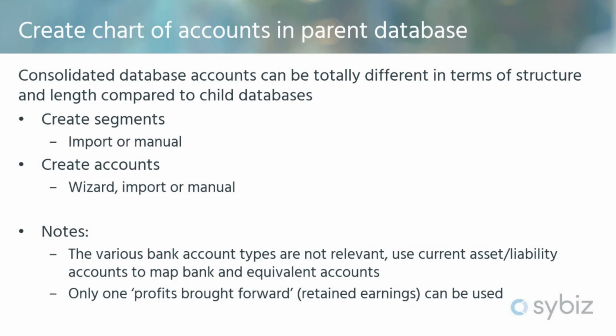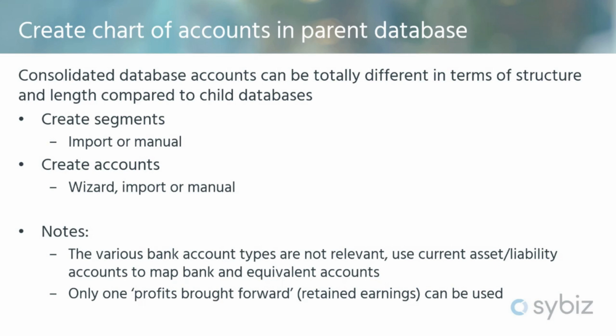Also, because we're not doing banking transactions within the consolidation company, we can do journals, but not bank transfers and things of that nature, because it just doesn't make sense at this consolidated reporting level. The various bank account types are not relevant. So you just basically create accounts in your current asset, or liability in the case of overdraft, to map those bank accounts to. And there is only one profit brought forward account in the consolidated database.